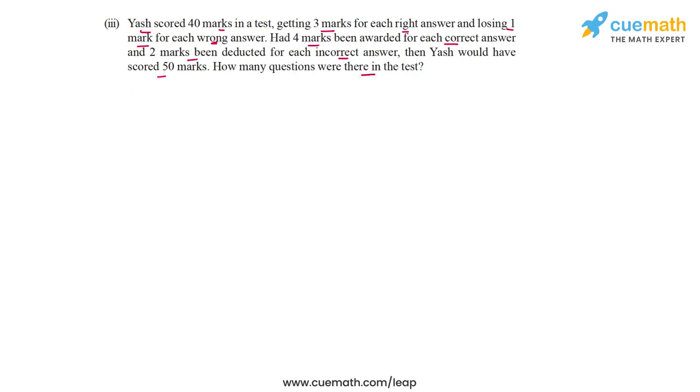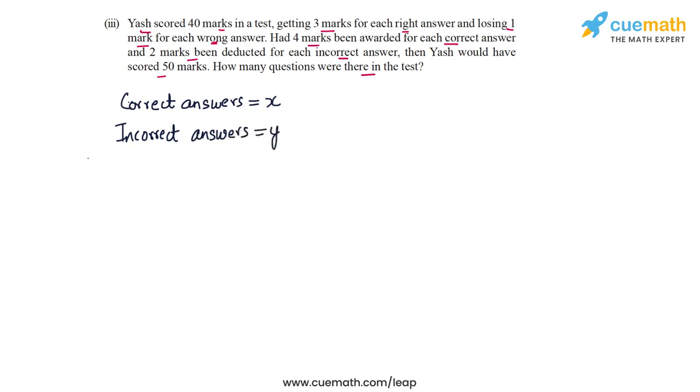So clearly the two unknowns in this situation are the number of correct and the number of incorrect questions that Yash got. So let's say that the number of correct answers, or right answers, is x, and let's say that the number of incorrect or wrong answers is y.